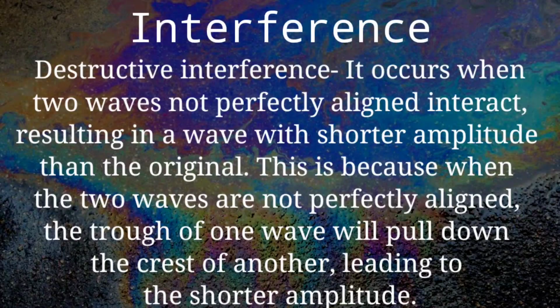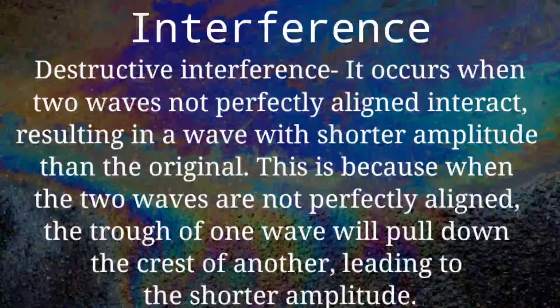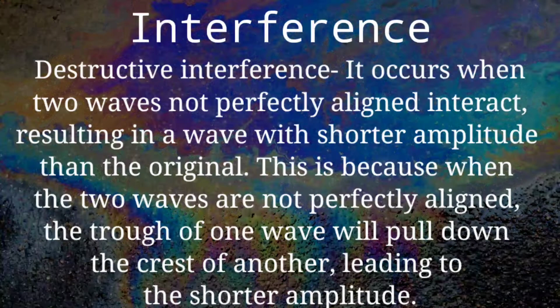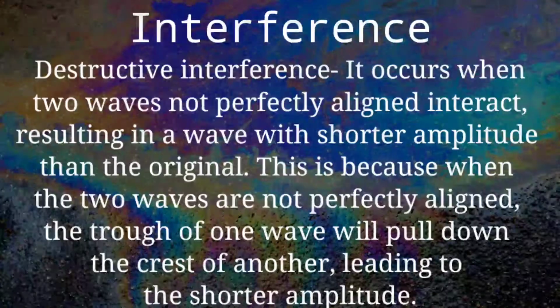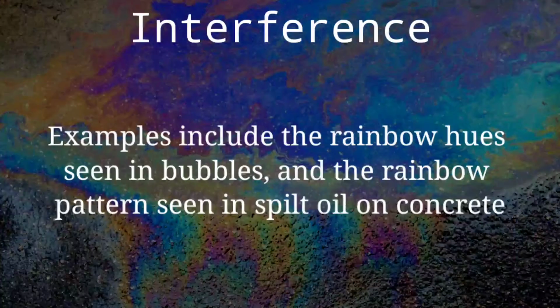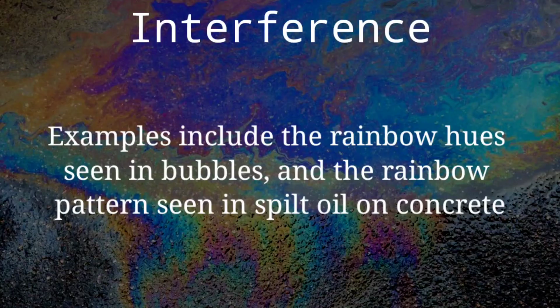Destructive interference occurs when two waves not perfectly aligned interact, resulting in a wave with shorter amplitude than the original. This is because when the two waves are not perfectly aligned, a trough of one wave will pull down the crest of another, leading to the shorter amplitude. Examples include the rainbow hues seen in bubbles and the rainbow pattern seen in spilt oil on concrete.